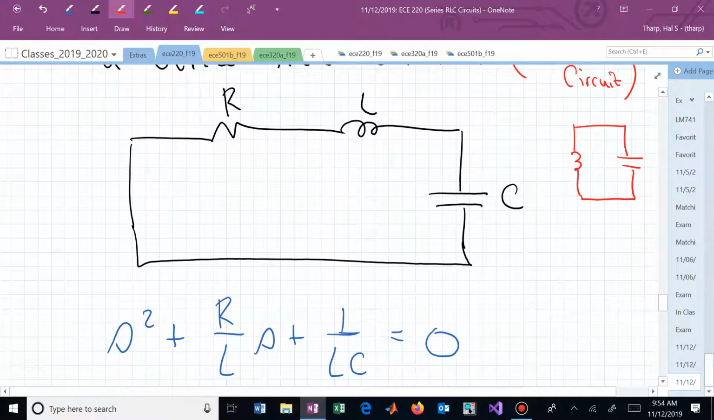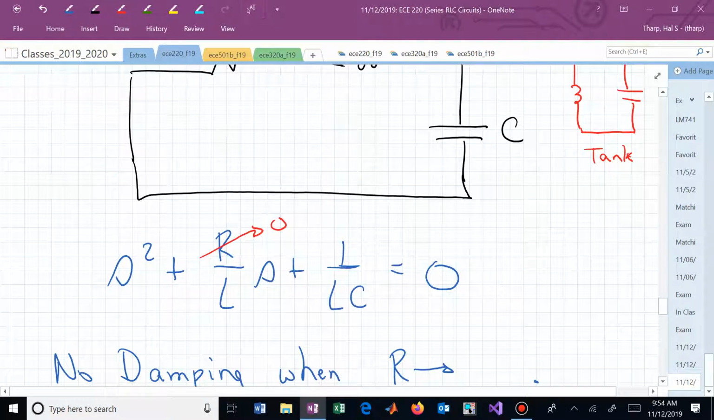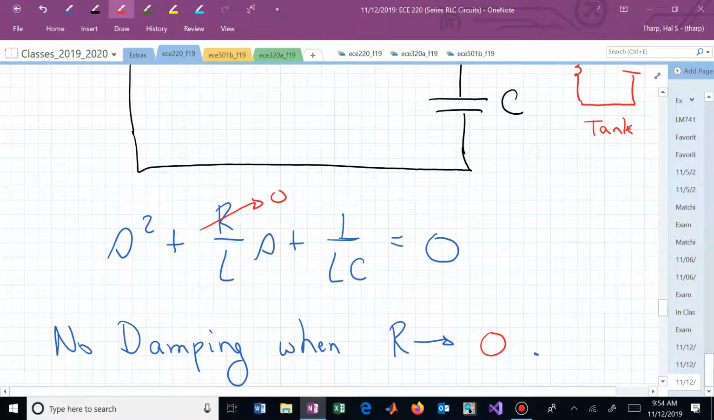That's our tank circuit. Can we create that from the circuit on the left? Just let R go to 0. That now becomes a wire. If we let R go to 0 here, we now end up with purely imaginary roots. We have S squared plus 1 over LC equaling 0.